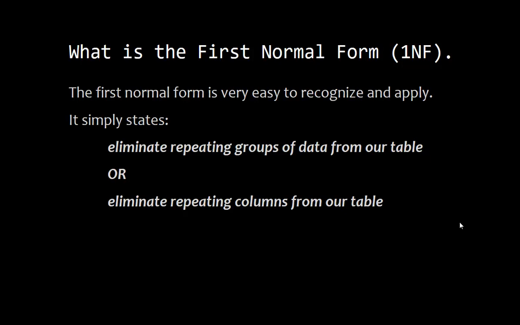But I guess what I mean by this is that you could just have a repeating column, like course 1, course 2, course 3, course 4, course 5. That's a repeating column. That's what we're trying to eliminate. Or we could have a group of data representing the course, like course 1, instructor 1, book 1, all right? And that could be repeating data.